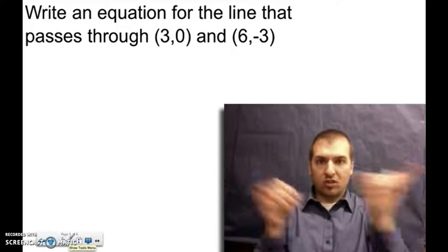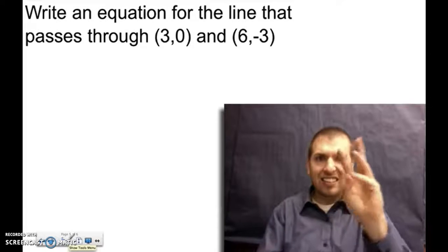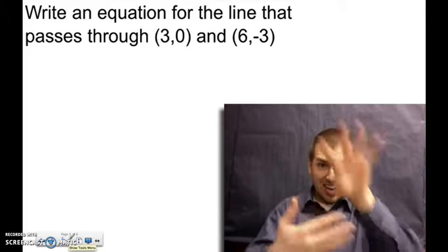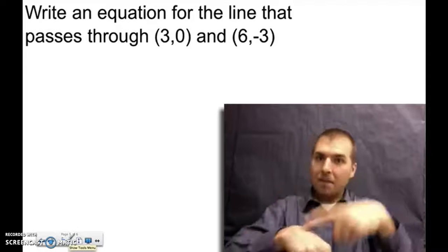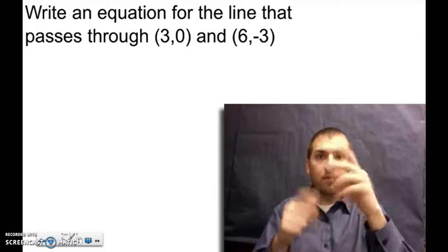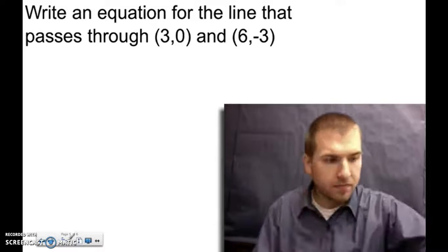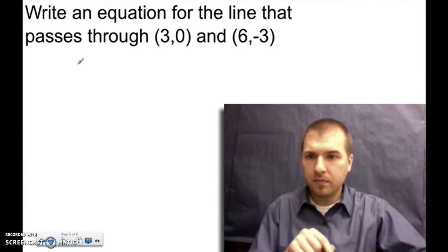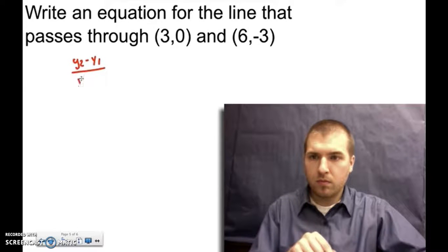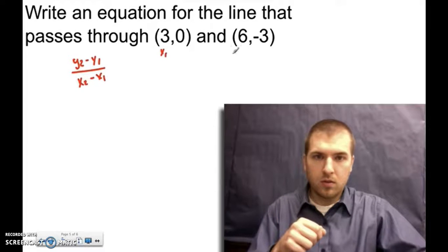And so now we're going to practice. Okay, so write an equation for the line that passes through (3, 0) and (6, -3). So remember the slope. We have to figure out m equals y2 minus y1 over x2 minus x1. And that'll give us our slope. So let's put in those numbers.